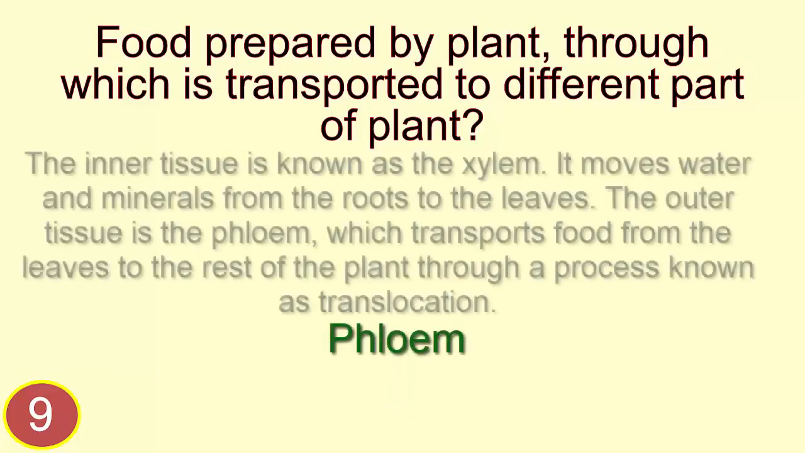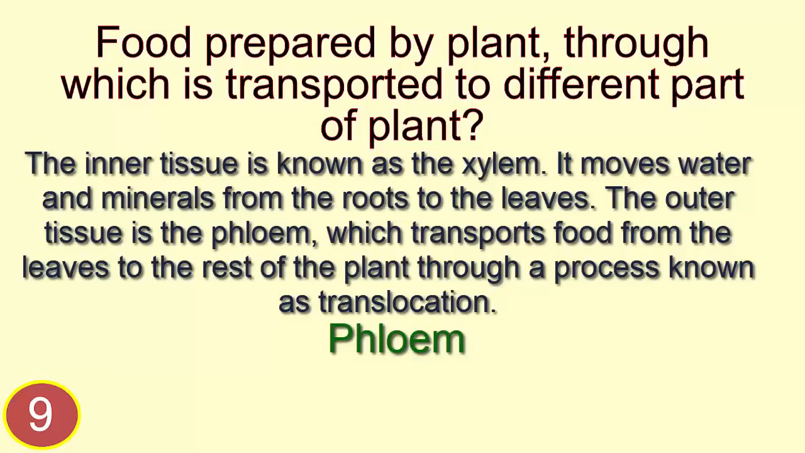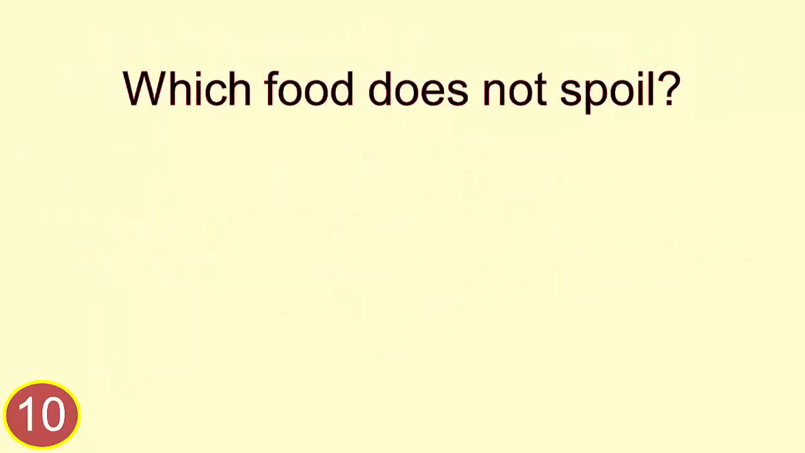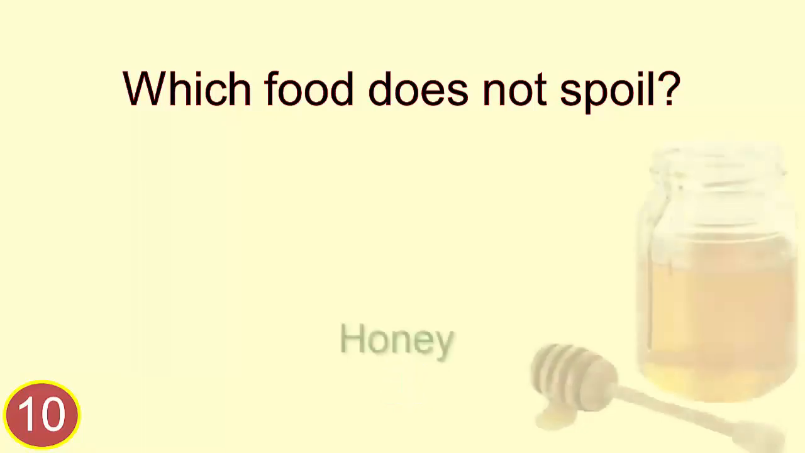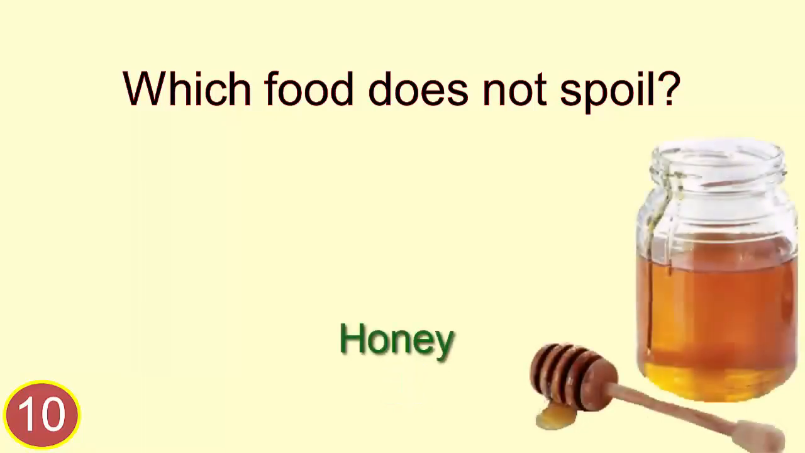Answer is phloem. The inner tissue is known as xylem. It moves water and minerals from the roots to the leaves. The outer tissue is called phloem, which transports food from the leaves to the rest of the plant through a process known as translocation. Which food does not spoil? Answer is honey.